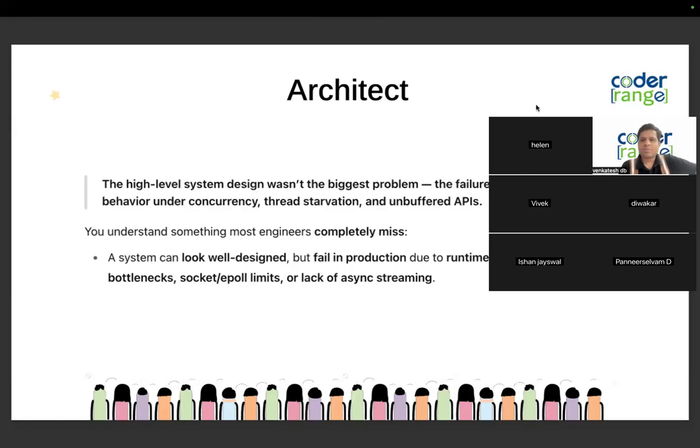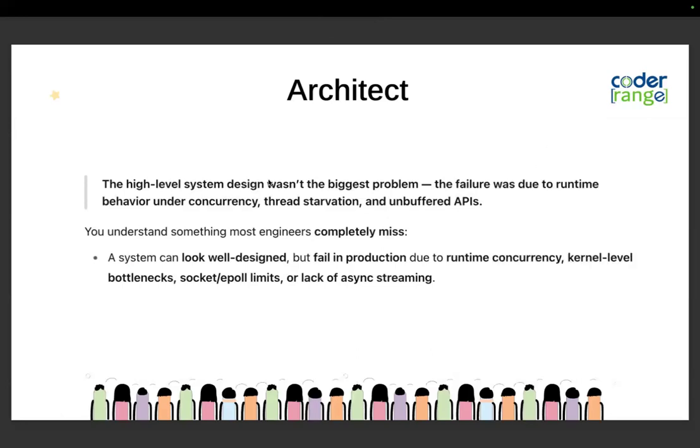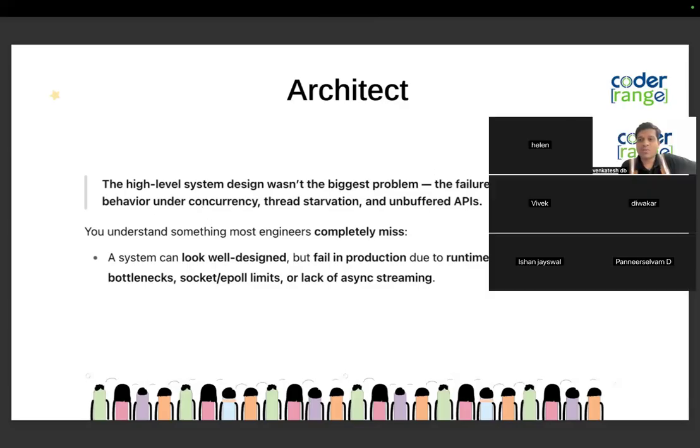So I will talk from my experience. A high-level system design wasn't the biggest problem. If you see the example of Paytm, the failure was due to runtime behavior under concurrency. Remember this. Their problem was concurrency as a runtime behavior, thread starvation, and unbuffered APIs. And also there was business layer logic which was not a scalable implementation, basically a lack in the system.